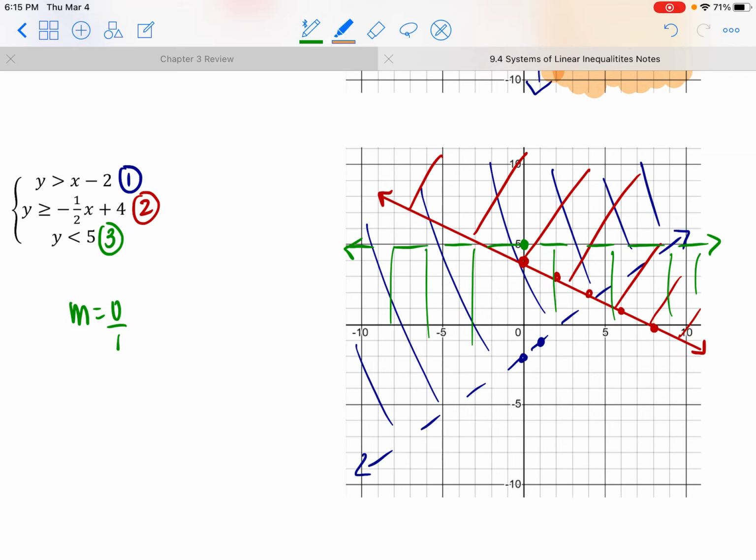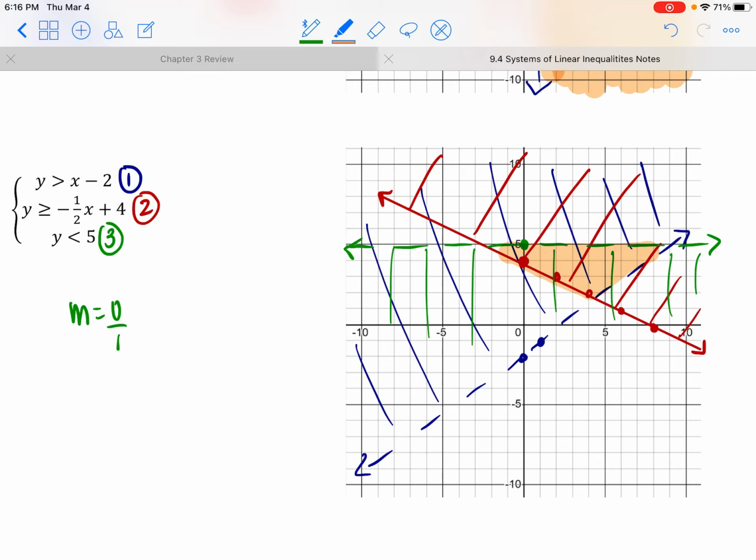Okay, let's try to look carefully here. In this area over here, I can see green and blue. I can see blue and red over here. I can see blue here, so that's no good. What I need is all 3, blue and red and green. Above the red, below the blue, below the green, above the red, above the blue. And that is happening in this area right here. And that little space, you can see blue and red and green. That's where all of them are shaded. Those are the points that make all 3 in the system true.